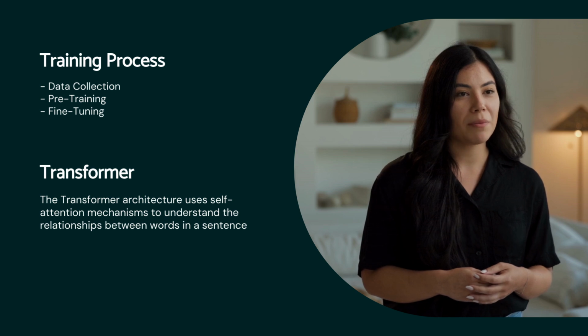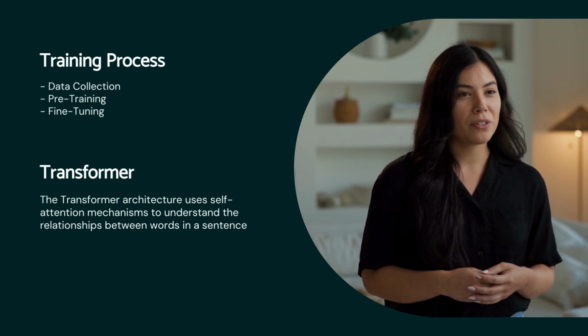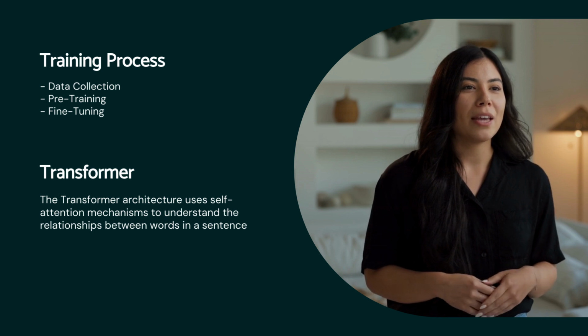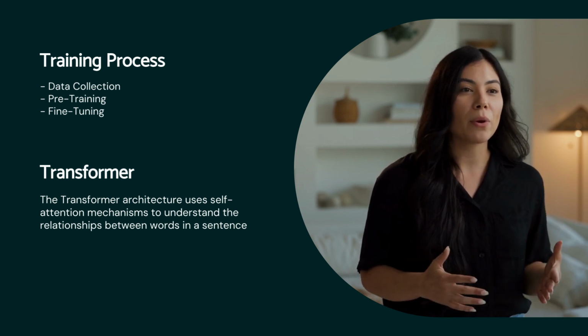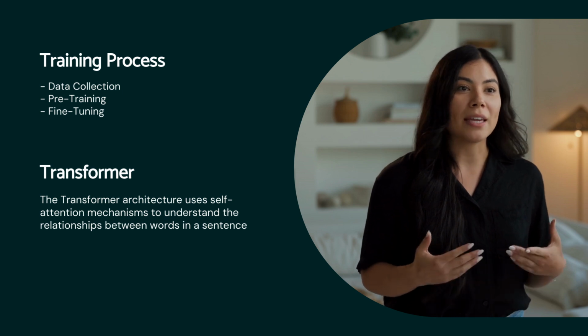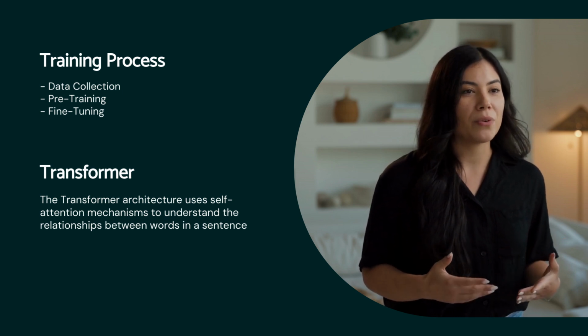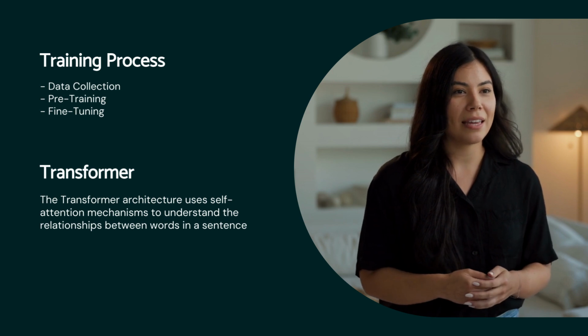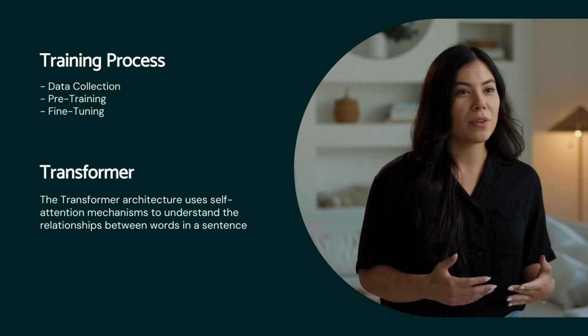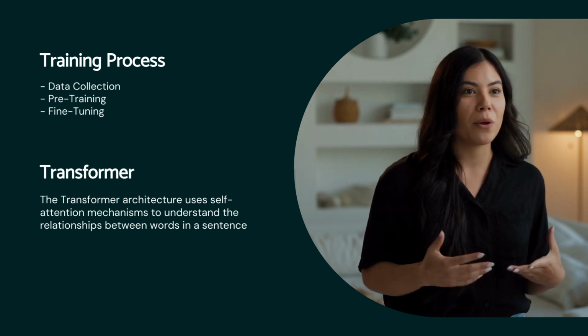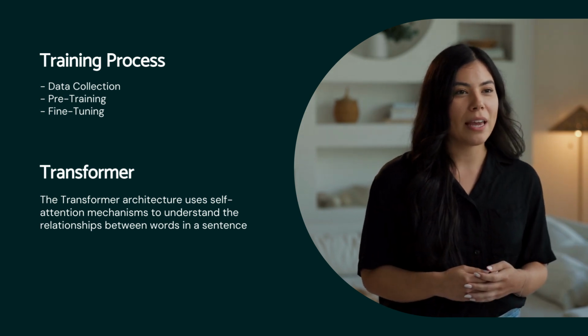How do LLMs work? LLMs are built using a type of neural network architecture called the transformer. Here's a simplified breakdown of how they work. Training process: data collection. LLMs are trained on enormous datasets containing text from books, websites, articles, and other sources. This data helps the model learn the structure, grammar, and nuances of human language.